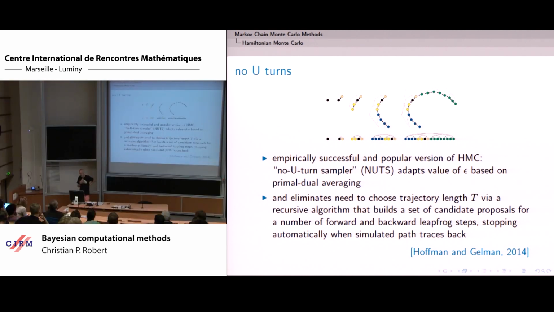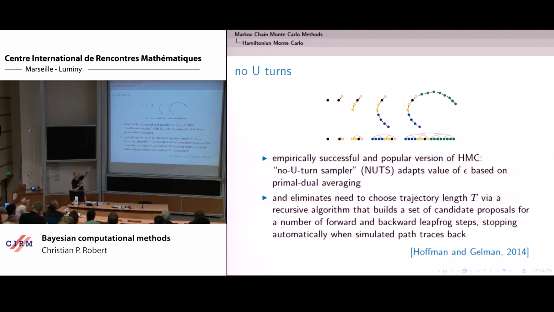And one way to calibrate the number of steps that you make on the level set, which is represented as this curve here, is to stop when you go too far, which is an easy recommendation. You go too far if you start coming back towards your starting point. And so that's the no U-turn version of Hoffman and Gelman, where they measure when the proposal turns back, and then they pick a value among the points explored plus a completion to make it reversible, rather than fixing the number of steps. And from there you get a calibration of the proper number of steps on the level set.